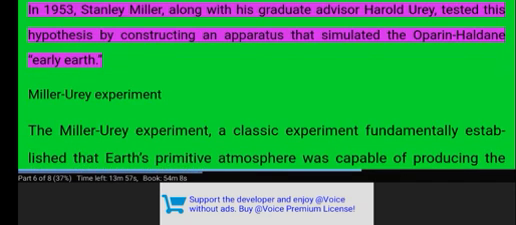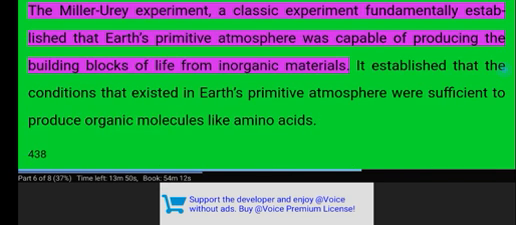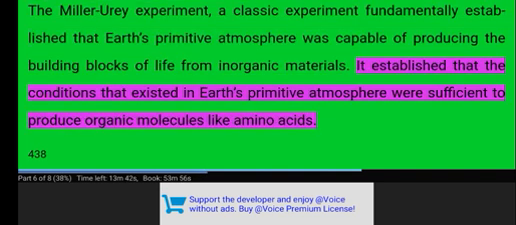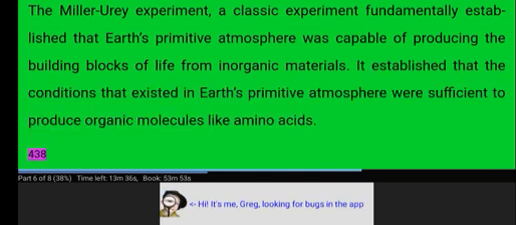In 1953, Stanley Miller, along with his graduate advisor Harold Urey, tested this hypothesis by constructing an apparatus that simulated the early Earth of Oparin-Haldane. The Miller-Urey experiment, a classic experiment, fundamentally established that Earth's primitive atmosphere was capable of producing the building blocks of life from inorganic materials. It established that the conditions that existed in Earth's primitive atmosphere were sufficient to produce organic molecules like amino acids.